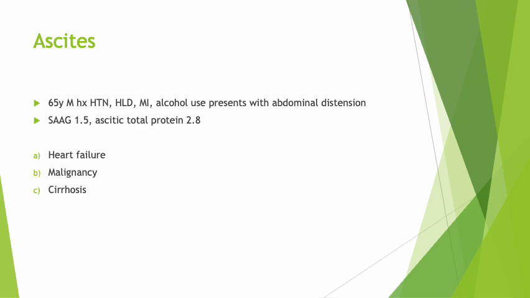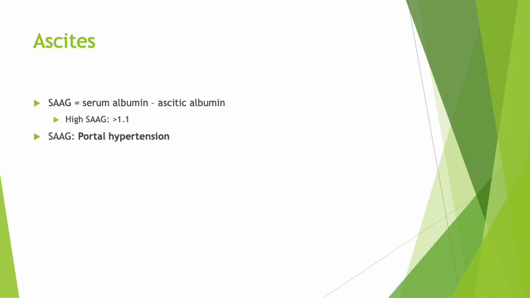So you're worried about ascites, so you get those lab results and it's asking you, what is the cause of this patient's ascites? Is it heart failure, malignancy, or cirrhosis? And this is going to be a question where if you've answered heart failure, that's right, but we're about to go through it together. So initially, what is SAAG?